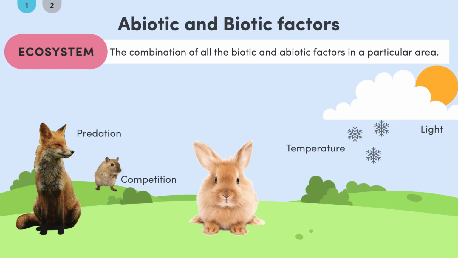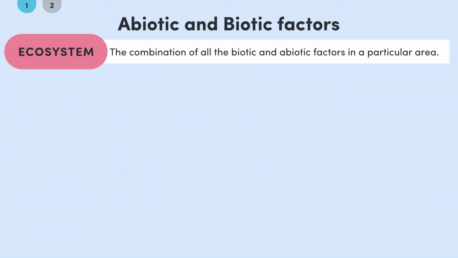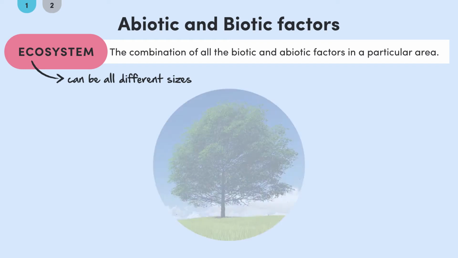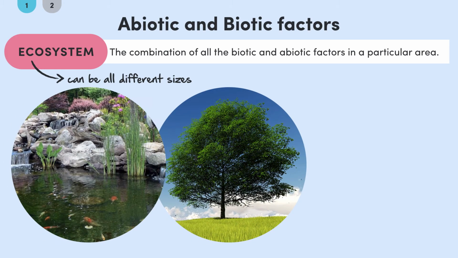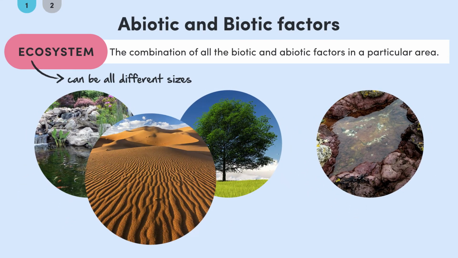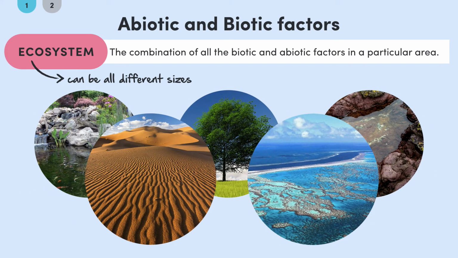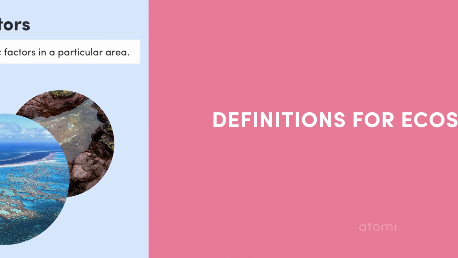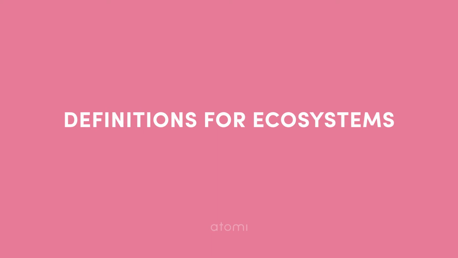This description might sound a little abstract and a little vague, but it means that ecosystems can be all kinds of sizes. They can be as small as a single tree, a garden pond, or a rock pool. Or they can be as large as the Sahara Desert or the Great Barrier Reef. Now, whatever the size of the ecosystem, there are lots of substructures within it. And we need to know the terms for them.